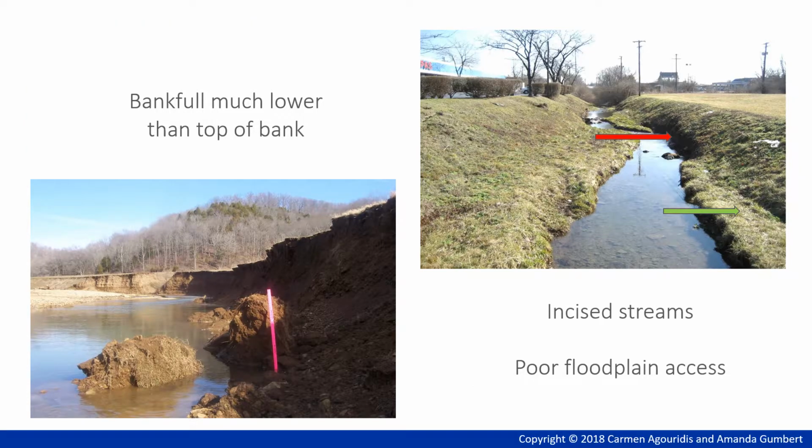Contrast the previous photos of stable streams with these photos of incised channels. For both streams, bankfull elevation is much lower than the tops of the stream banks. As a result, the streams experience high levels of shear stress because the waters become quite deep before they can access the floodplain. These high levels of shear stress result in excessive stream bank erosion.